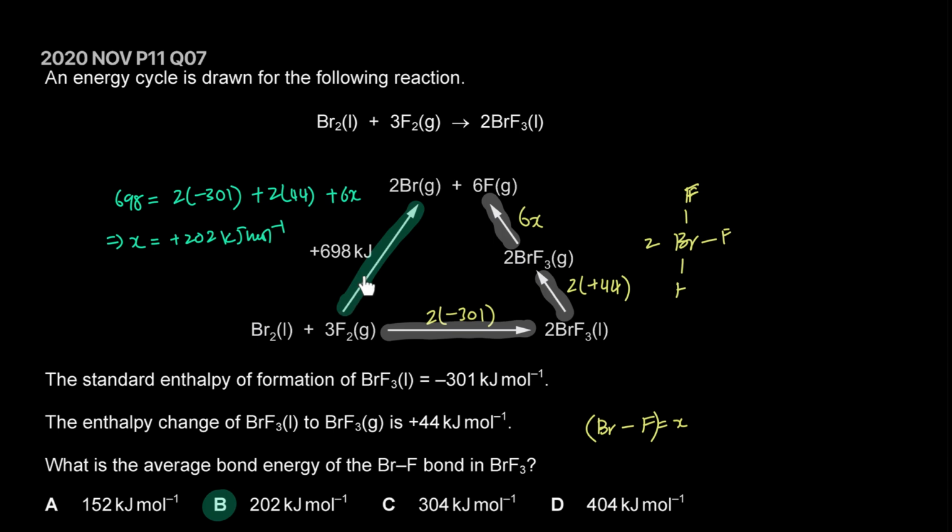So we can go directly from the elements to the gaseous atoms, that's 698, or we can go indirectly, first converting to liquid, then to gas, and then to the gaseous atoms. That'll be 2 times negative 301 plus 2 times 44 plus 6x is equal to 698. We have the same starting point and same ending point. You can go in 1 step, or you can go in 3 steps. Using this relationship, we can calculate X, the average bond energy, as positive 202 kilojoules per mole.